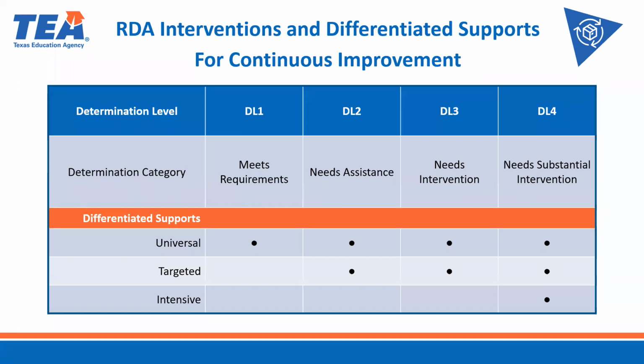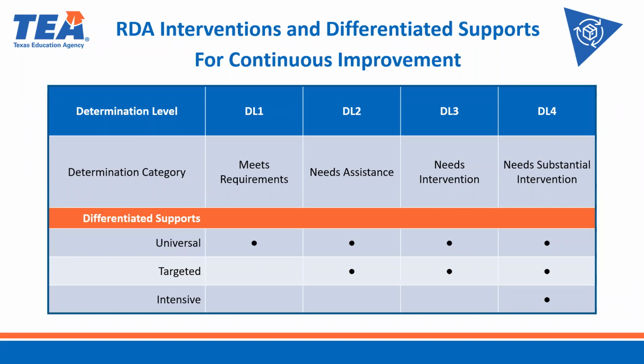LEAs receiving targeted supports may be asked to provide evidence of completion of support activities. Examples of evidence that may be submitted include, but are not limited to, technical assistance schedules, revised procedures, handouts and materials used for professional development, meeting agendas, sign-in sheets for training activities, and data demonstrating progress toward strategic support plan goals.